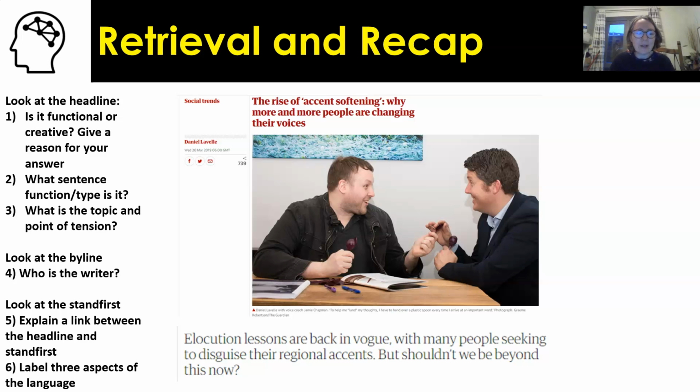Okay, so let's have a look. So the first thing, why explain a link between the headline and the stand first? Because that's exactly the job the stand first does. It creates a bridge, a link. It kind of is a stepping stone from the headline into the main article. It always stands alone from the main article. It will look different to the main article. It might be a different font, a bigger font size. It might be in bold. It will always visually be discernible as different to the rest of the article.